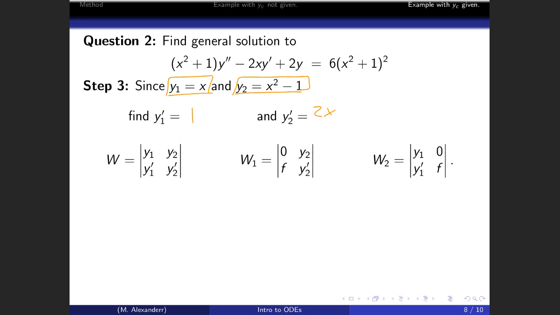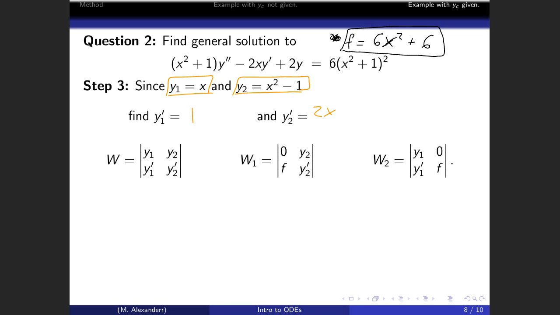And so now, what is the f function? Before we calculate the W information, we need to find the f that we're going to work with. And so if you remember, this is 6x squared plus 6. 6x squared plus 6 is your f function. That is very important to know how to get before you can actually calculate the W information. All right, so now we have all the information that we need to be able to calculate this.